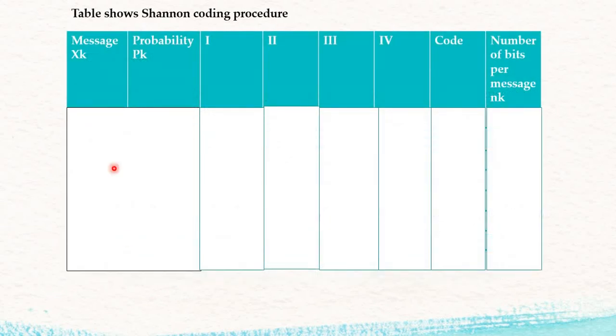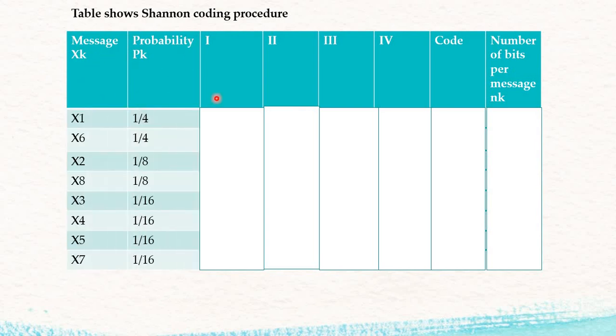Then the second table: in the second table I have intentionally hidden all these things. This is for your thinking process, so just think it over. After each step is over, pause your video, try to solve it by yourself, and then resume and check whether you are getting the same answers. So what is the first step? The first step is to arrange the messages and the probabilities. This is how we have arranged them. Hope you all are getting the same sequence.